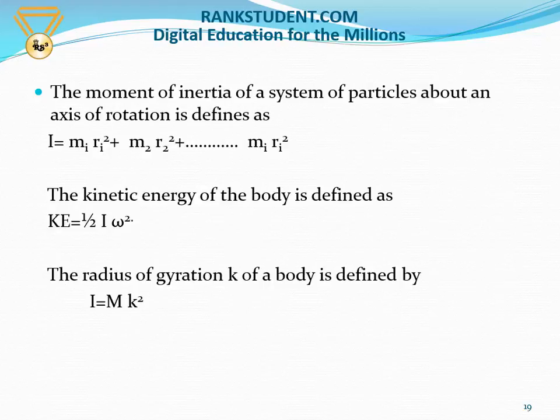A definition of moment of inertia. The moment of inertia of a system of particles about an axis of rotation is defined as I equals the sum of m_i r_i squared, where i varies from 1 to n. The kinetic energy of the body is defined as KE equals half I omega squared. The radius of gyration k of a body is defined as I equals m k squared. We must be familiar with these definitions.